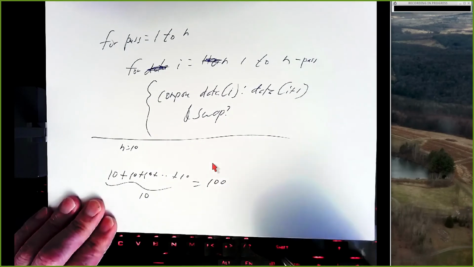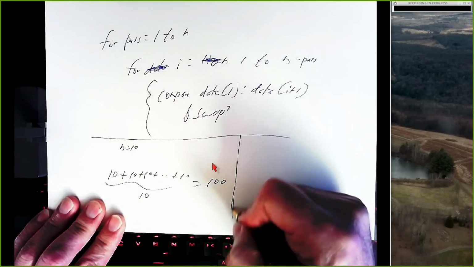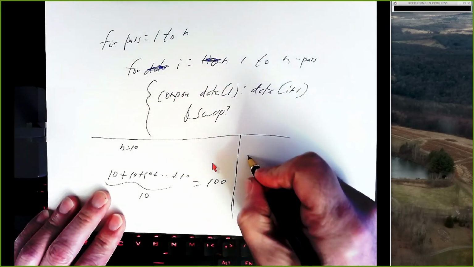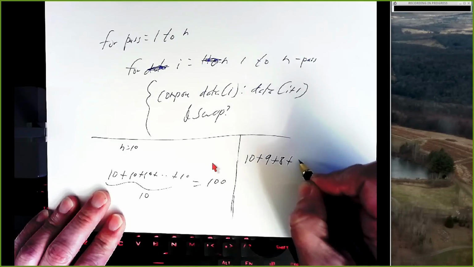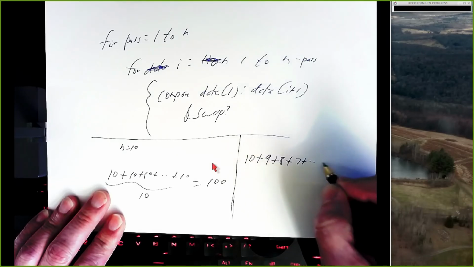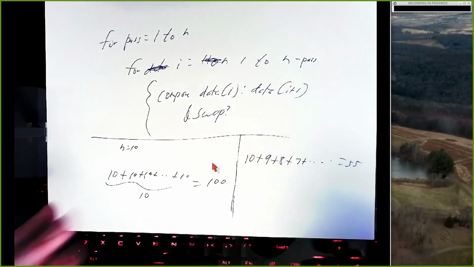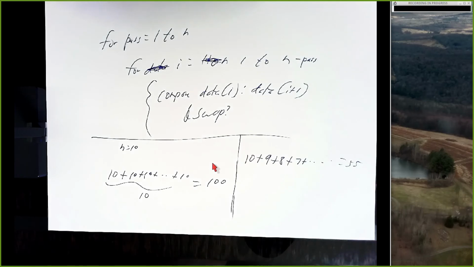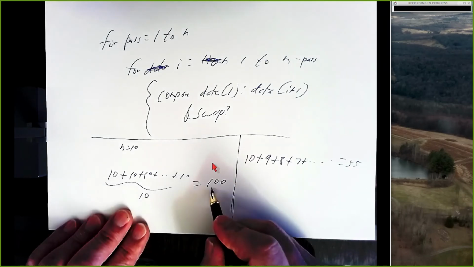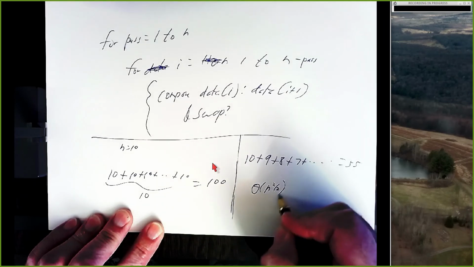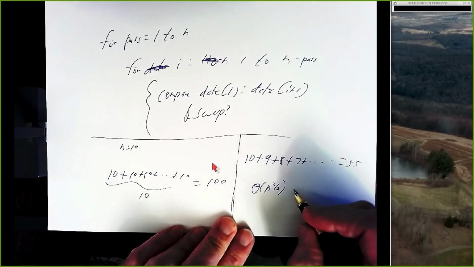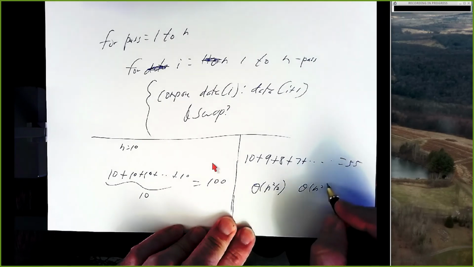That's the n squared. If I embellish my algorithm so that the first time through I do 10 comparisons, the second time I do 9, the third time I do 8, and the next time I do 7, and so on, that's going to end up being 55. And it's going to be this number over 2, so it's going to be basically order n squared over 2. And that's the same thing as order n squared.